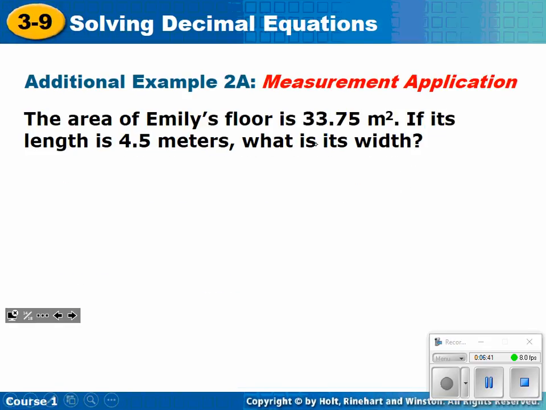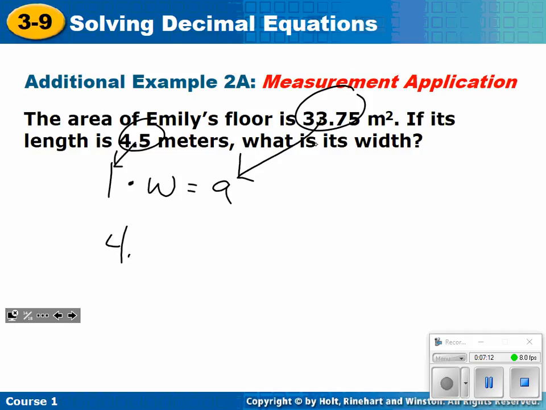You're going to have problems that deal with area. The area of Emily's floor is 33.75 square meters. If its length is 4.5 meters, what is its width? Remember, how do you find the area of a rectangle? L times W equals A. We can plug this in. A is 33.75, and we'll plug length in, and we end up with 4.5W equals 33.75. And then you can solve the problem.